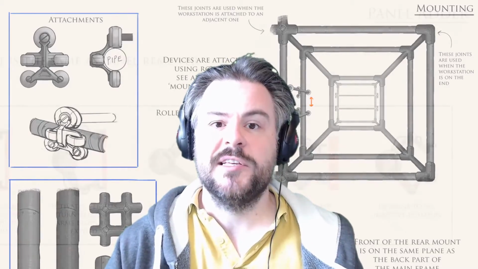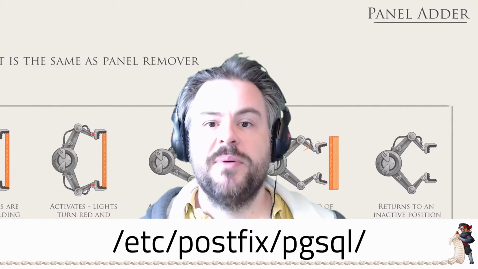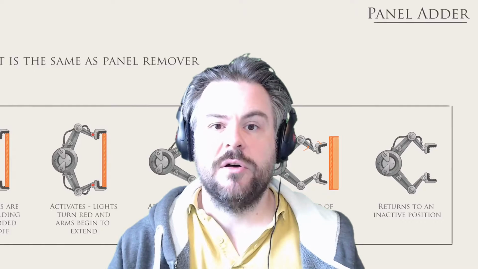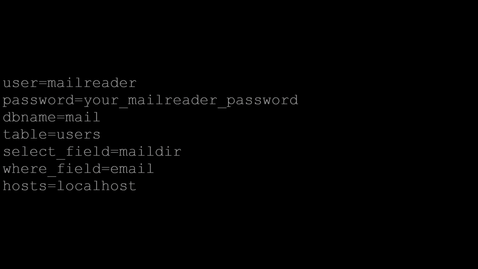So you may as well, to keep things neat, inside the config directory create a pgsql folder and put the new files in there. First of all, create one called mailboxes.cf, get it looking like this. And so this has all the information Postfix needs to connect to the mail database. It's going to use the mail reader user. It's going to use whatever password you give it. This is where we need to put the plain text mail reader database user password in a text file.